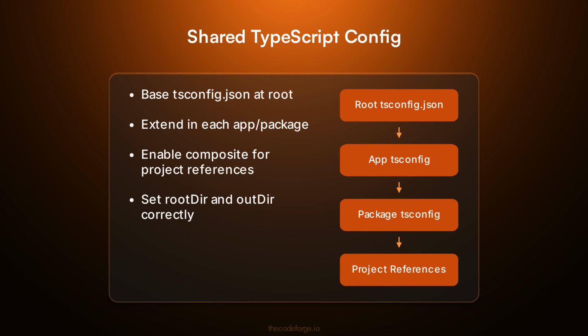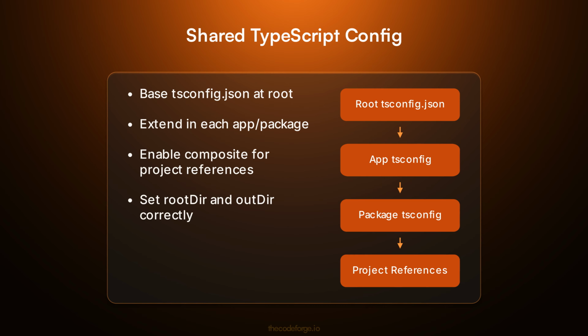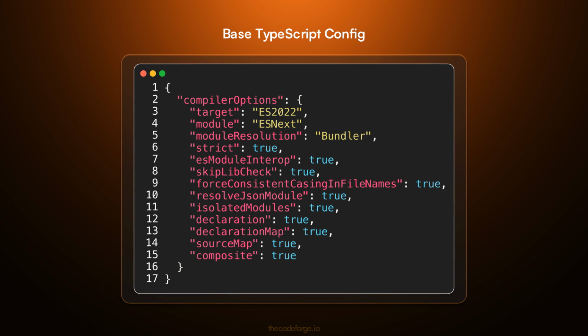Consistency across the monorepo starts with a shared tsconfig.base.json. Extend it in each app or package using extends. Use strict mode, enable composite for project references, and set declarationMap for better editor support. This base config sets strict mode, enables declarations, and composite for project references. Each workspace extends this and overrides as needed.